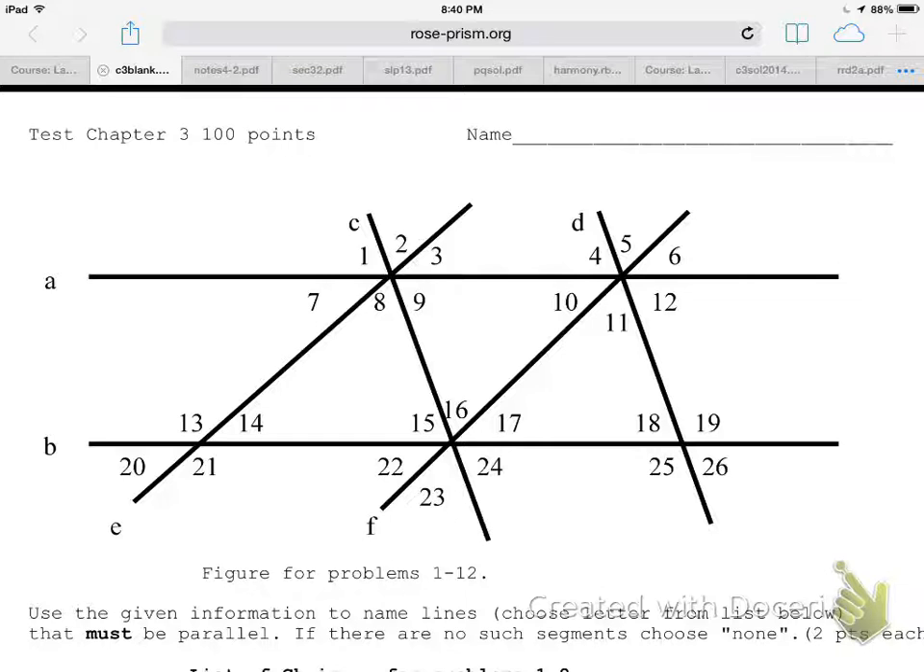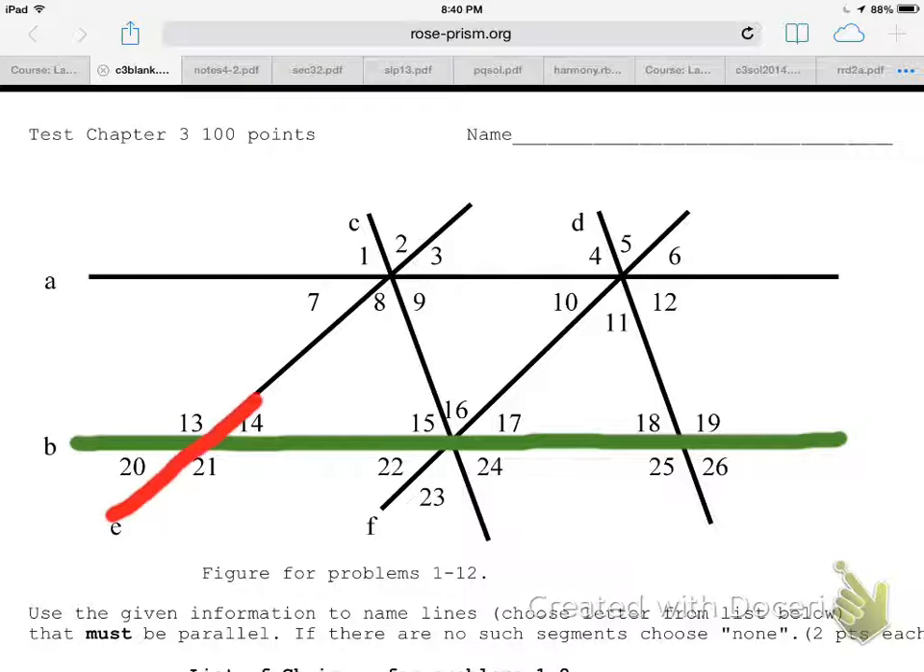So on problem number 3, the angles given to us are angle 14 and angle 17, and they're given as congruent. Well, we're going to find the transversal for those two lines, which is this green line that I'm drawing. The other side of angle 14 is line E. The other side of 17 is line F. Now they were given as congruent.